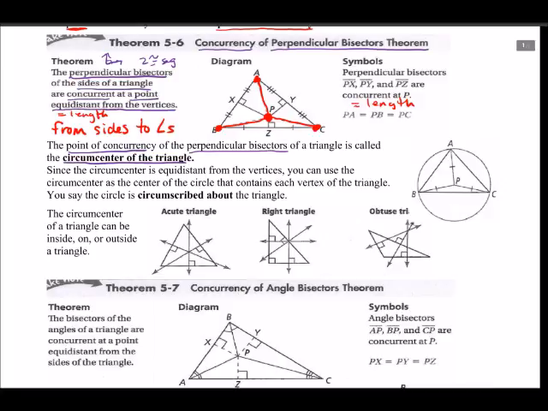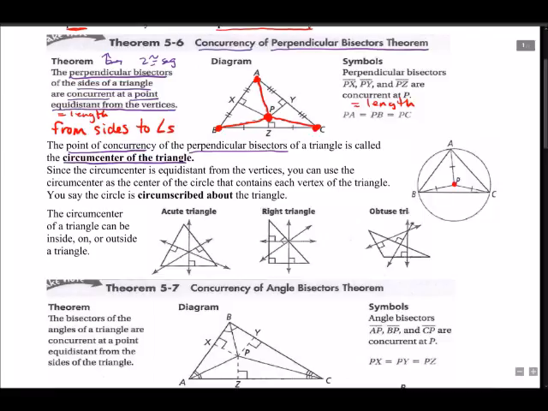Right? So circum means around the outside of a circle, and center, this is the center of the circle that goes around the outside of our triangle. So we have our point here, P, and we have 3 radii.